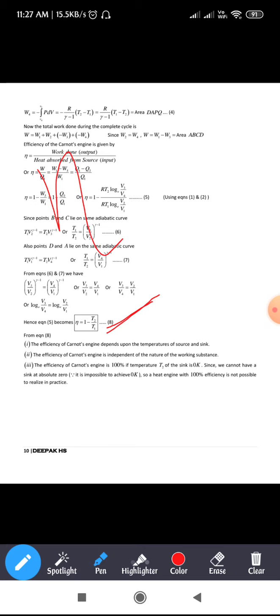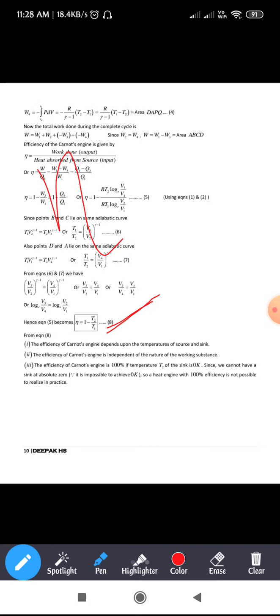Next, the efficiency of a Carnot engine is independent of the nature of the working substance. The efficiency of the Carnot engine doesn't depend upon the nature of the working substance. The working substance is where the heat is converted into mechanical work. The function of the working substance is to convert the heat into mechanical work. Hence the efficiency of the Carnot engine is independent of the nature of the working substance.